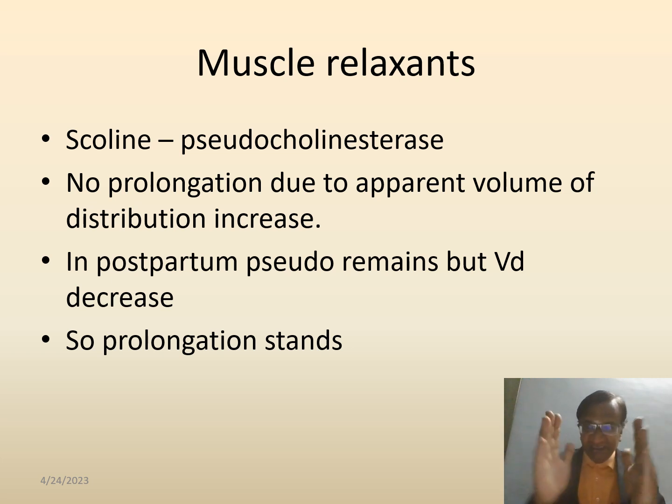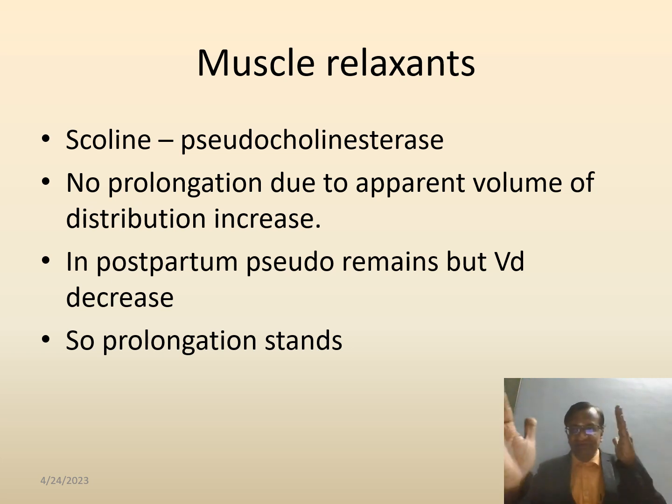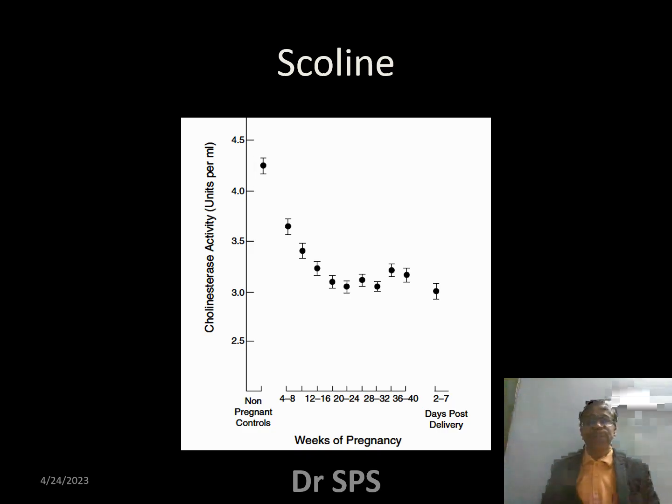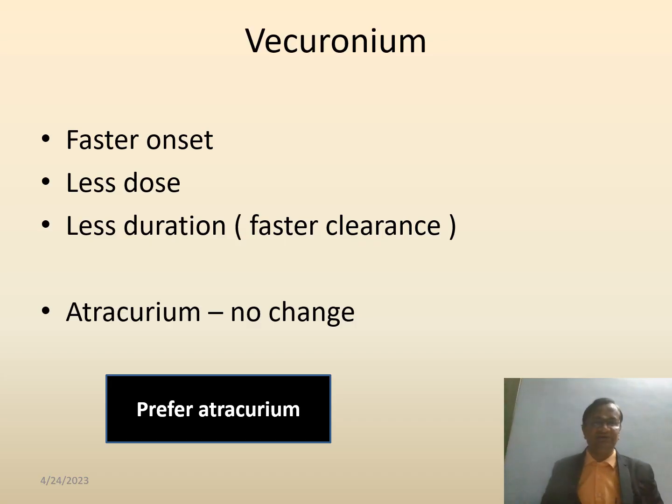In pregnancy, there are two antagonists. One is volume of distribution, another is pseudocholinesterase decrease. They cancel each other out and succinylcholine action is the same. But after delivery, the volume of distribution problem is gone, but the pseudocholinesterase problem is there. So prolongation of succinylcholine action is there. This is what I want to tell.